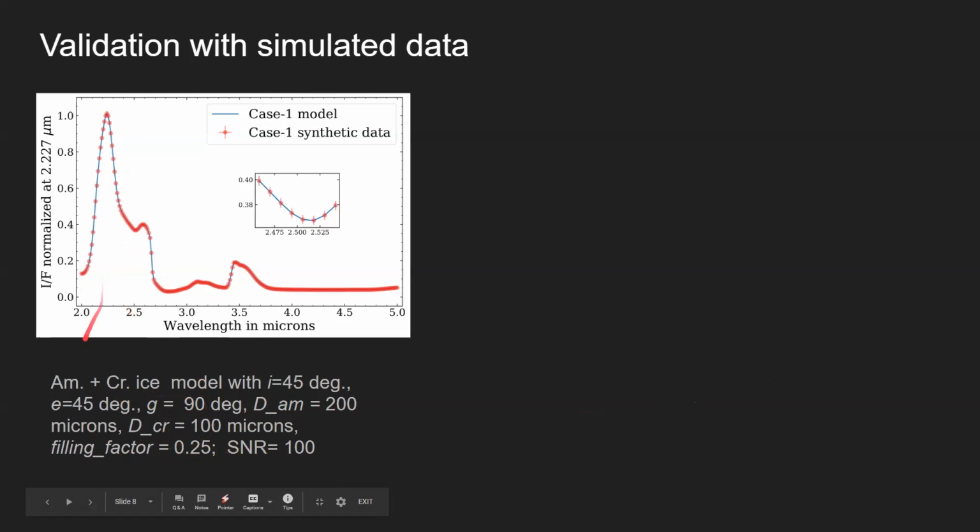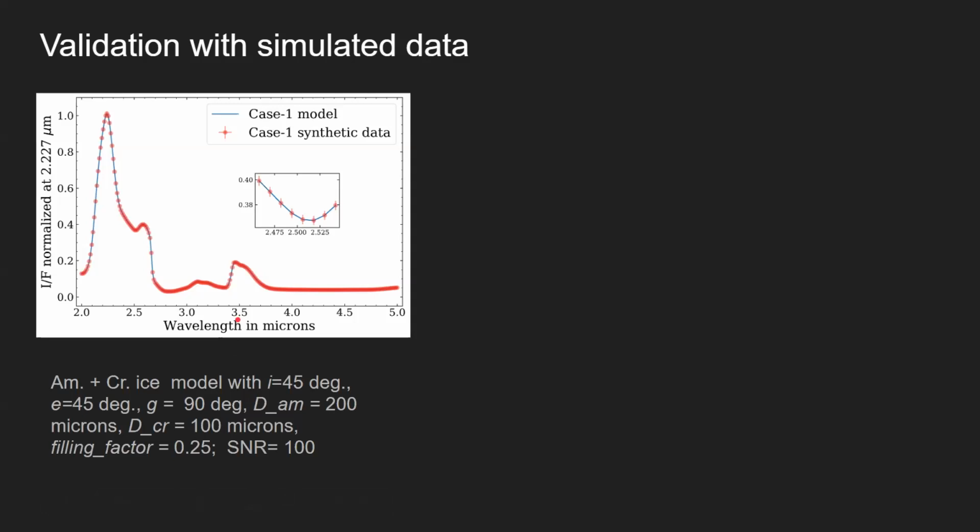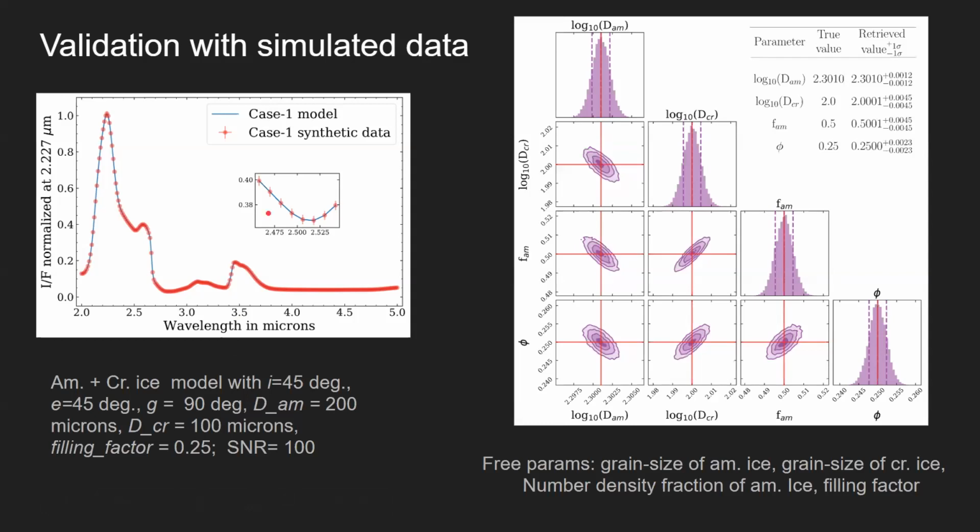I create this model, which is the blue line, and then I create synthetic data out of it, which has this constant SNR. And when I pass this synthetic data through my analysis framework, this is the result that I get.